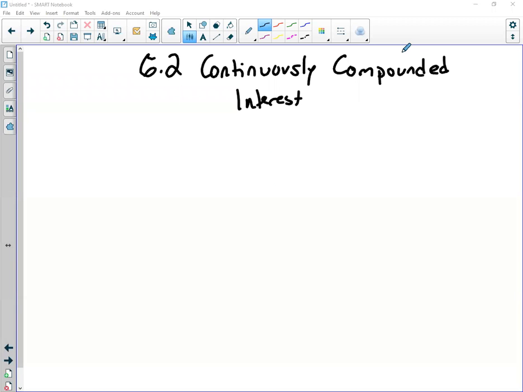So section 6.2 is almost identical to section 6.1 in terms of the fact that we are using an interest equation, okay? The only thing that's different is we are introducing something called the natural base. So this thing is called the natural base, and it is E.